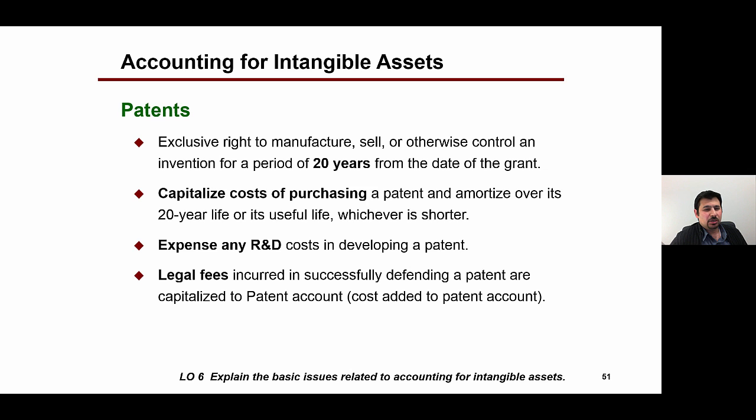shorter. In many cases, the patent will become obsolete in less than 20 years, because after that, the company will not be able to generate any revenues. So as a result, the companies will capitalize the cost of purchasing it, and they will amortize it over the shorter of the useful lifetime or maximum 20 years. And the companies would expense any R&D costs that are included in developing that patent.